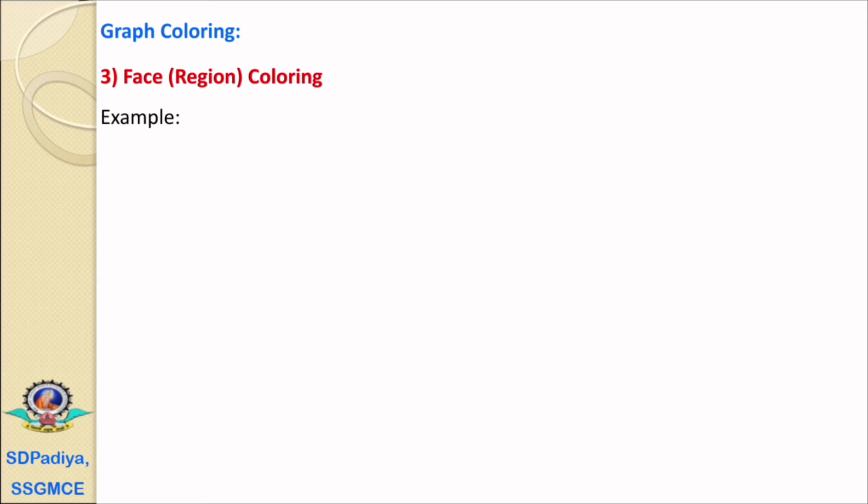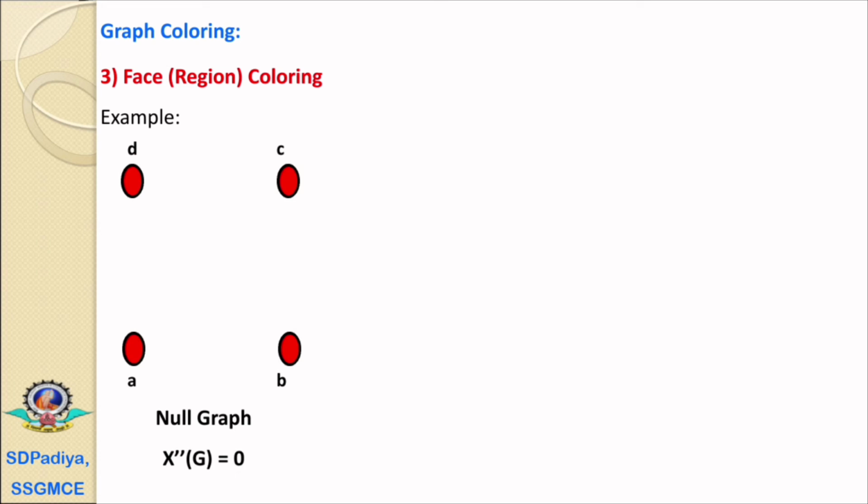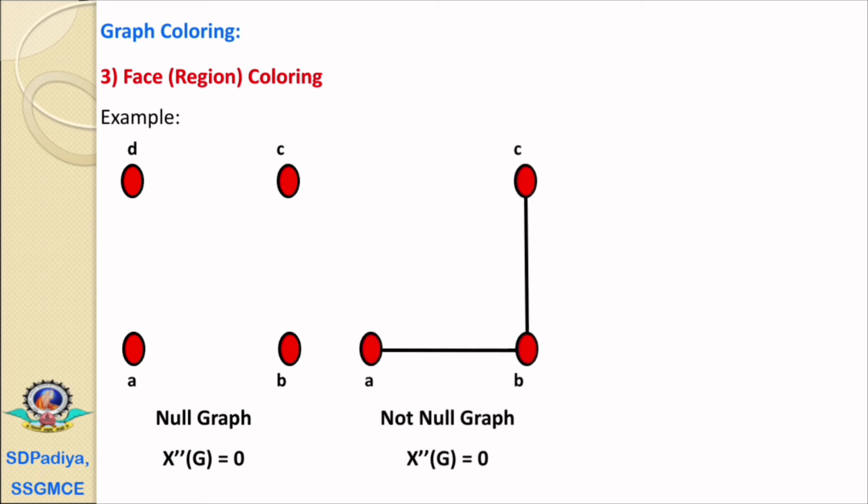Let's have some examples. The first is an example of a null graph, a graph with 4 vertices A, B, C, D and without edges. Here we cannot find any region. Therefore, the chromatic number is 0. The second is an example of a non-null graph with the vertices A, B, C, D, but there is no region, face or plane. Therefore, we cannot color it. So again its chromatic number is equal to 0.